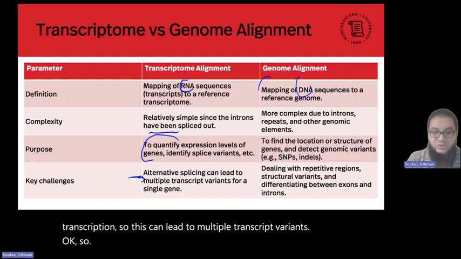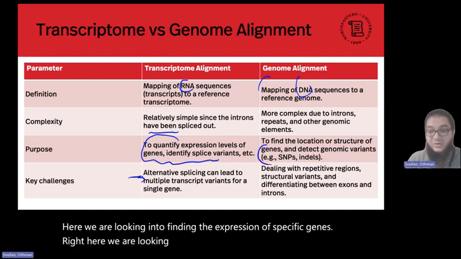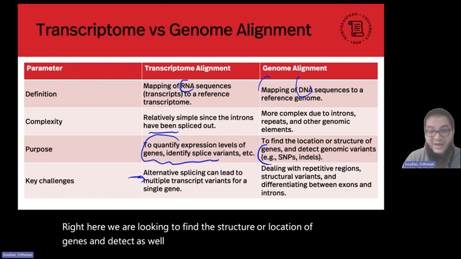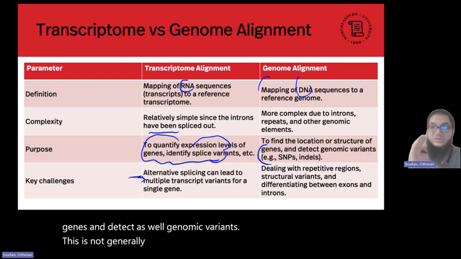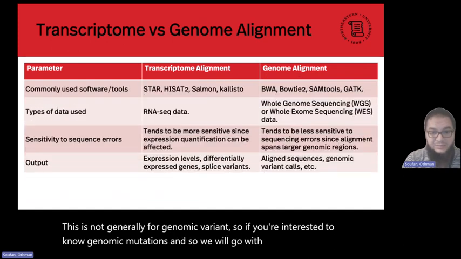Here we are looking into finding the expression of specific genes, right? Here we are looking to find the structure or location of genes and detect as well genomic variants. This is not generally for genomic variants. So if you're interested in knowing genomic mutations, then we will go with genome alignment.